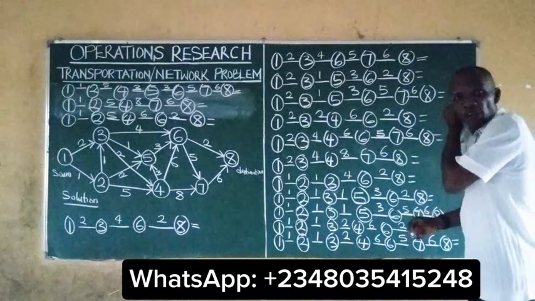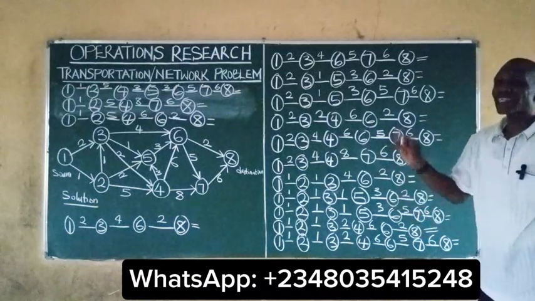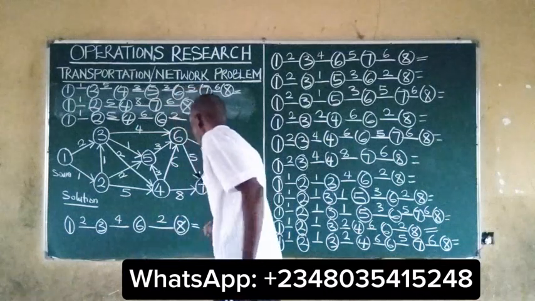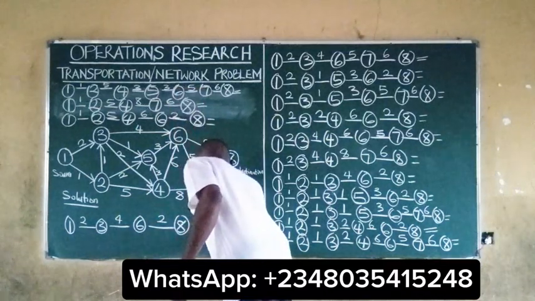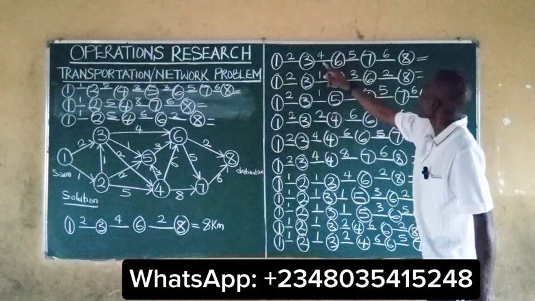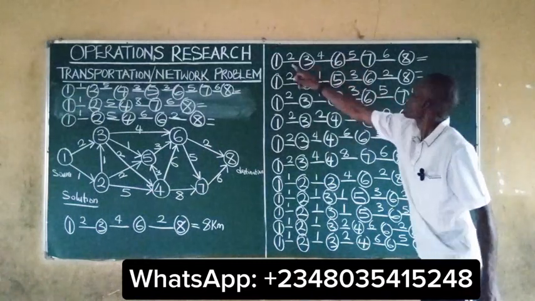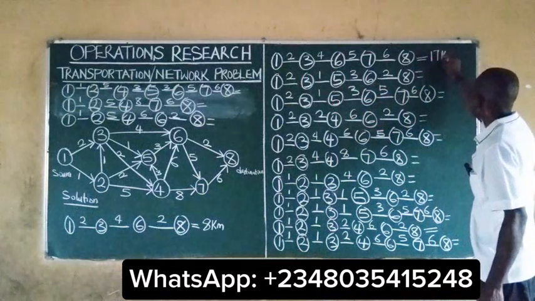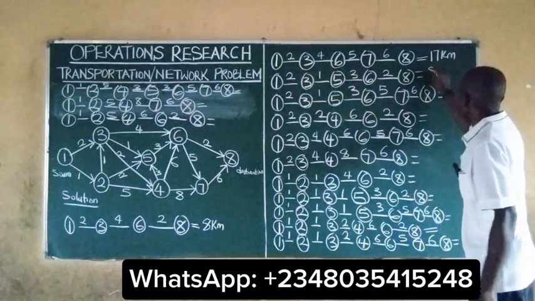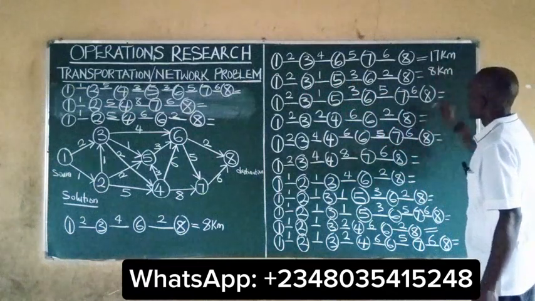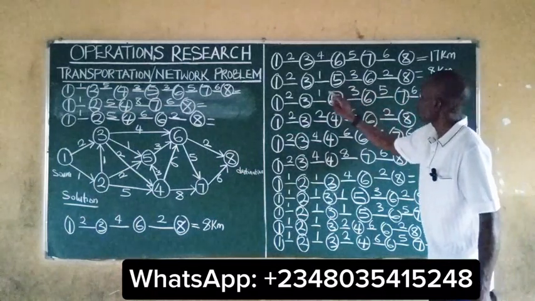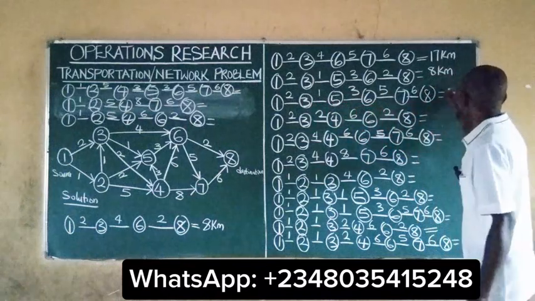The next thing to do is to find the sum of individual kilometers. For example, we have here as 2, 4, 6. 6 plus 2 is 8. 8 kilometers. We come over here, we have 6 plus 4 is 10, plus 5, 15, plus 2, 17. 17 kilometers. Here we have 5, 6, 7, 8. 8 kilometers. Here we have 11, 14, 15, 17 kilometers.